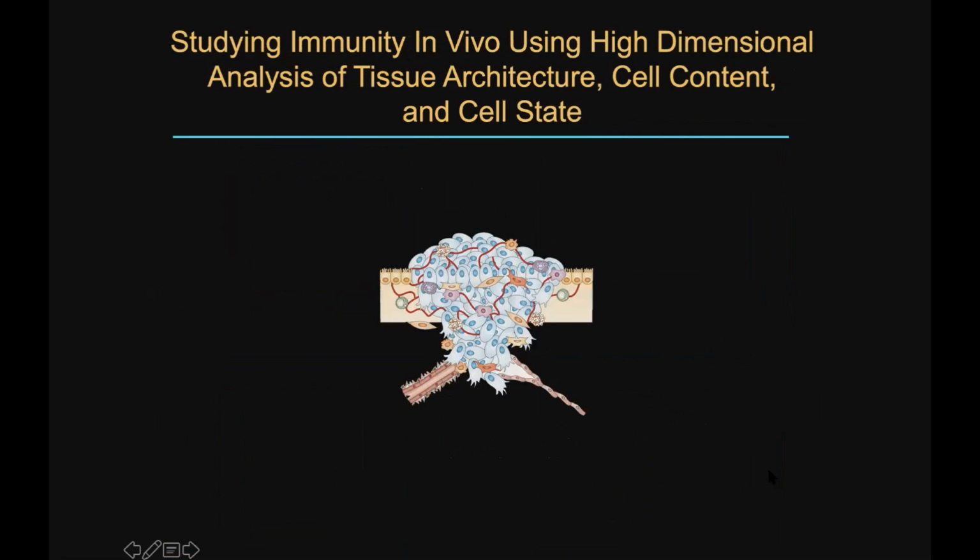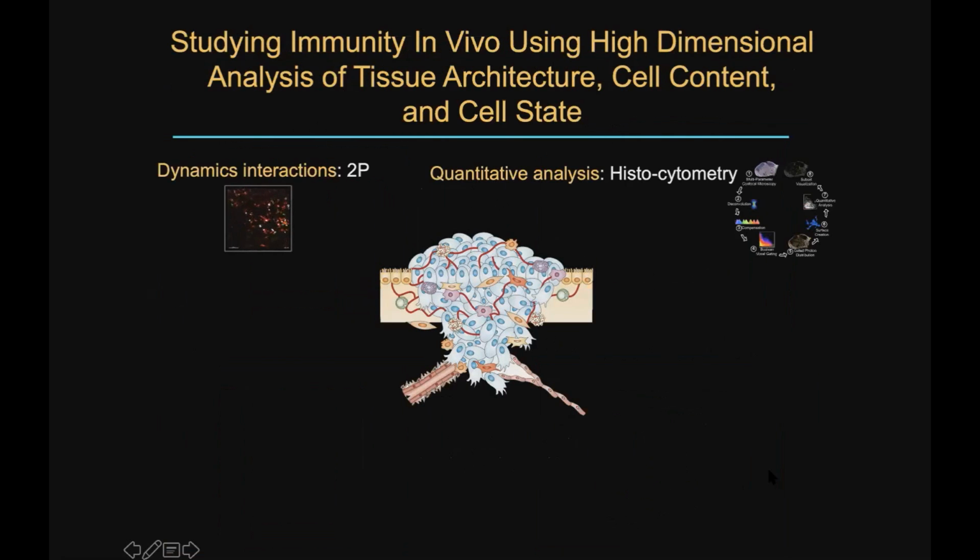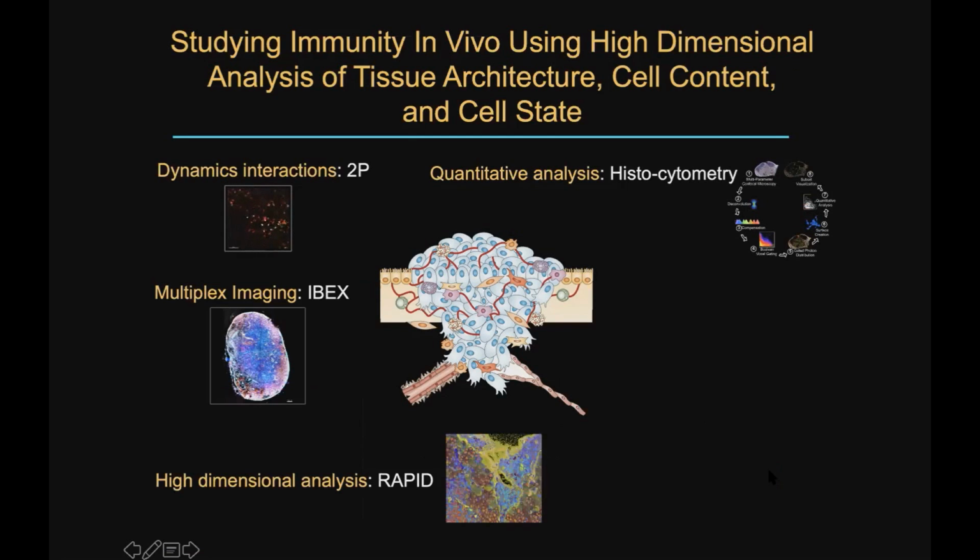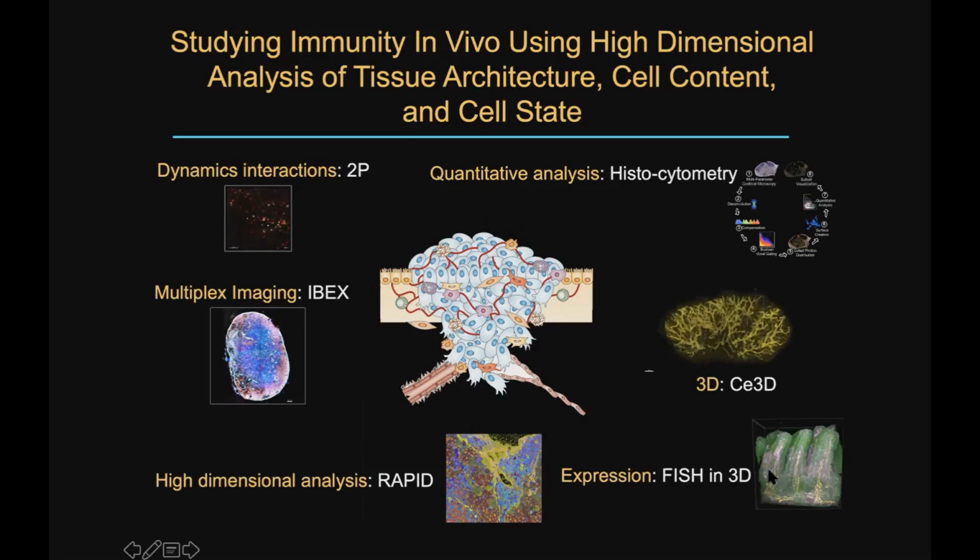And this is all part of a larger effort to use both the dynamic imaging, the lower-plex cytometry, the high-plex IBEX, our computational approaches for data analysis, our 3D imaging, and in work I haven't shown you today, in combination with in situ RNA, really to understand exactly how the immune system is operating in the tissue context.